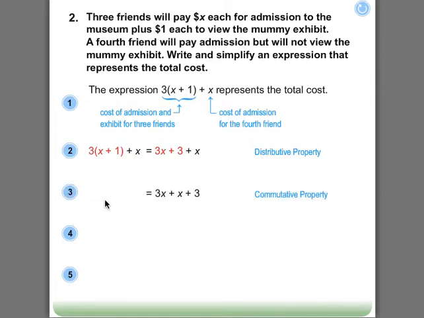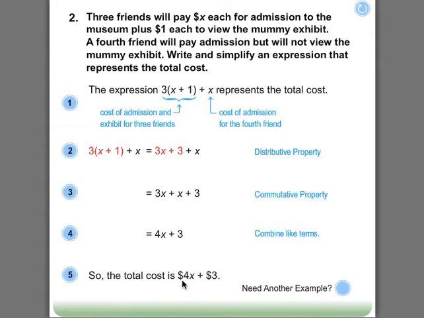That's the commutative property shown here. We're moving the 3 over here so we can put what we like to call like terms together. Put all the x's together and all the numbers that don't have variables with them together. Okay. Then we have 4x plus 3, right? Because 3x plus another x is 4x, plus 3. So the total cost is $4x plus $3.